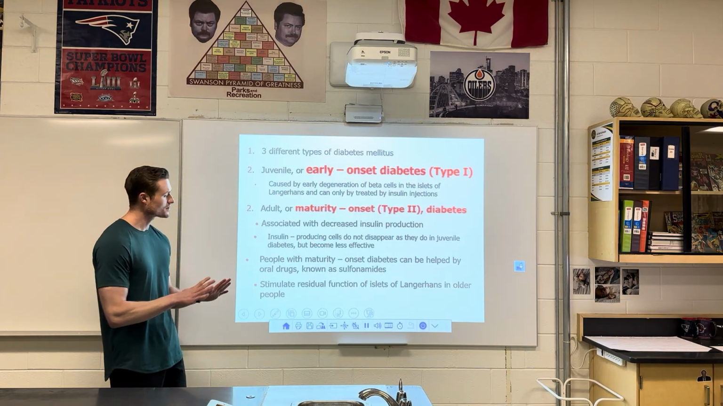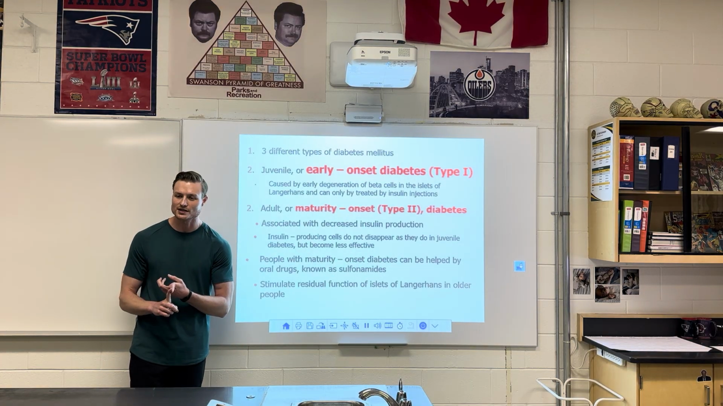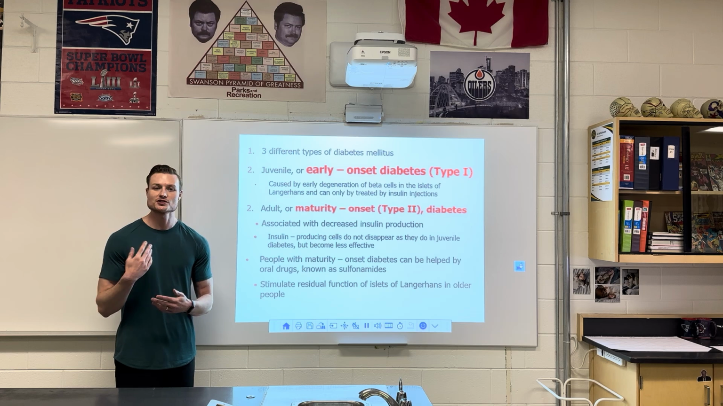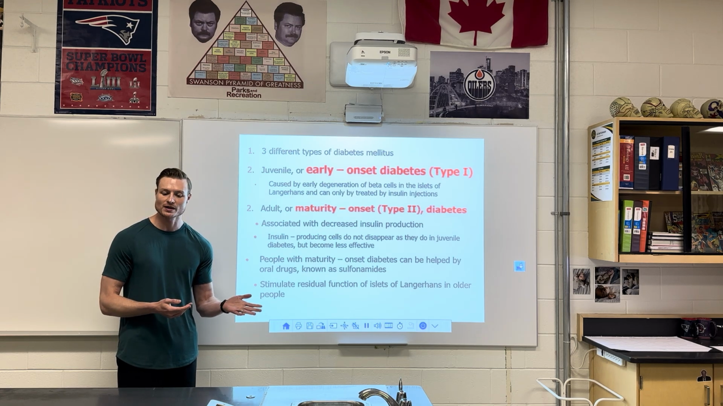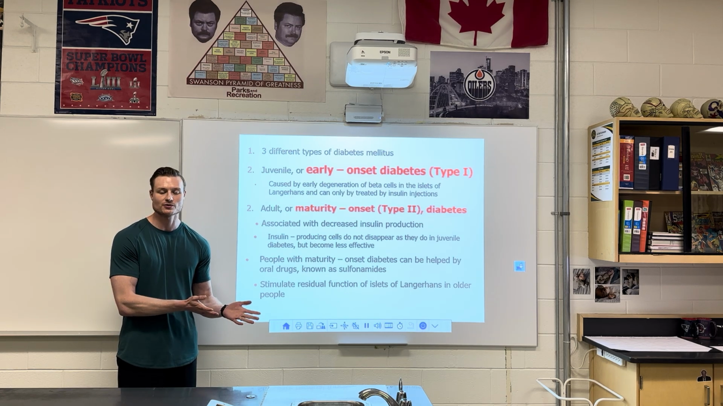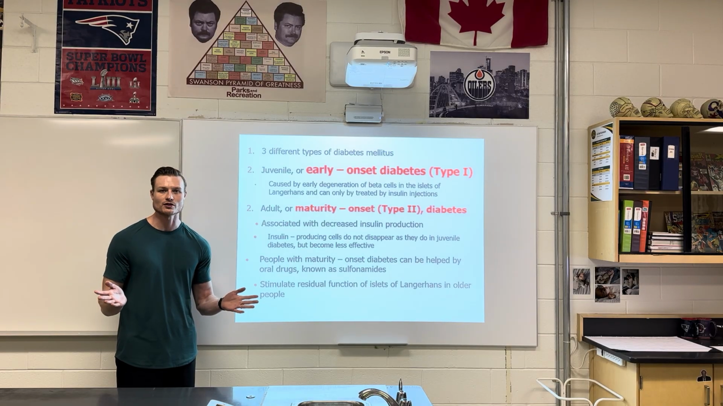Now, there's two different types of diabetes. There's type 1 diabetes. This is something you're born with. So it's a genetic condition. You inherit it from your parents. Essentially, you cannot produce adequate insulin, no fault of your own. And for the rest of your life, you'll probably have to take insulin shots.